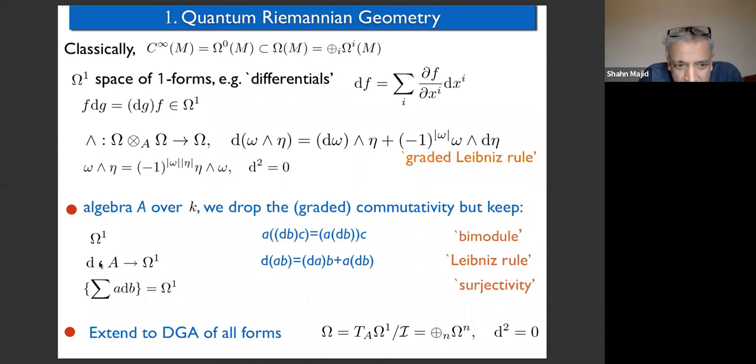And there should be a map, once you've got a bimodule, you have a map D which obeys the Leibniz rule. And of course, omega one should be spanned by things like that, otherwise you could just make it smaller. And then once you've got omega one, you can extend it to higher degrees by taking the tensor algebra and quotienting by some relations. There is at least one canonical way to do that, which is generally too big. So generally you've got to specify the higher degree calculus.